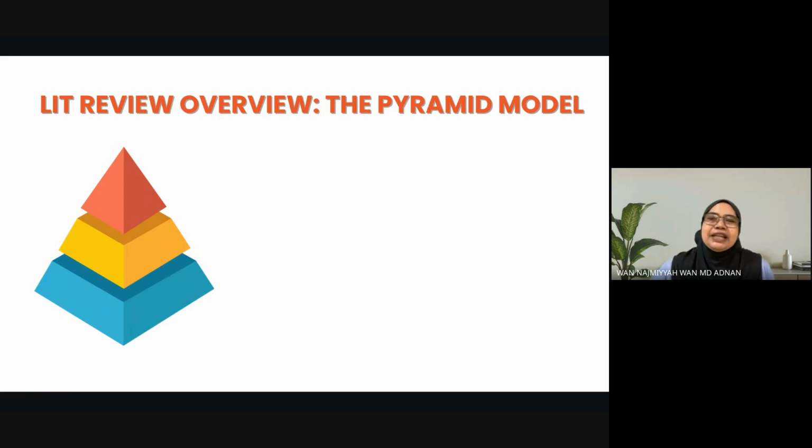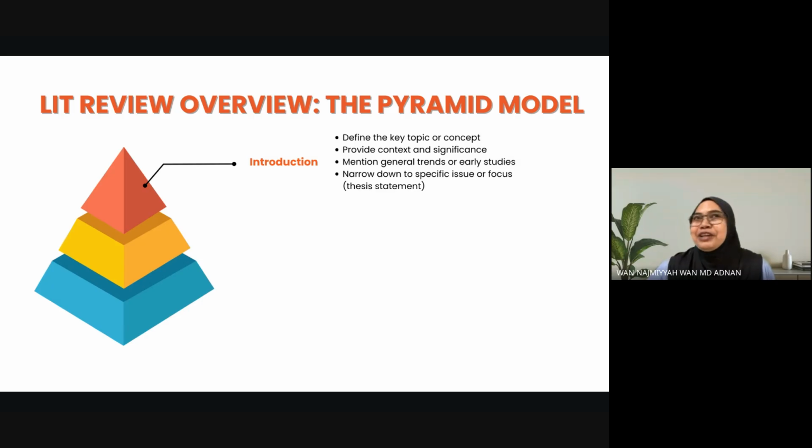Okay, so basically, let's just review what literature review is in general. This is what I call a pyramid model, where there are 3 levels of literature review. So the first one is known as introduction. As usual, okay, in any type of academic writing, we can always divide it into 3 different parts. Okay, the first part is always the introduction, the second part is always the body paragraph, and the last part is always the conclusion.